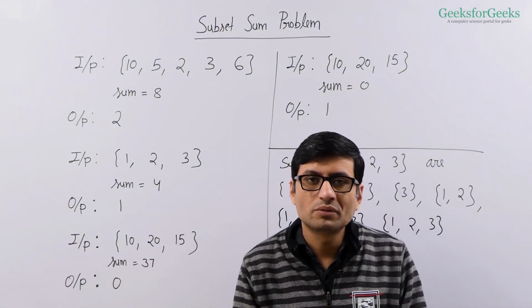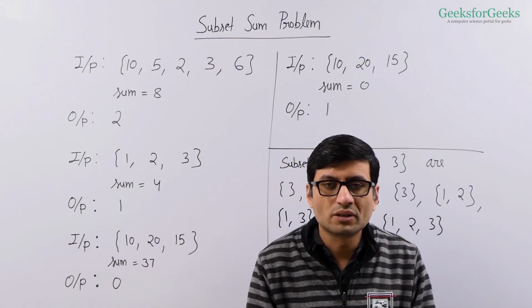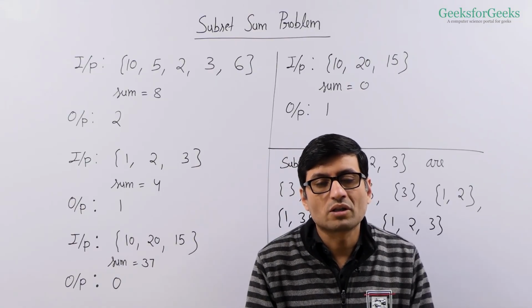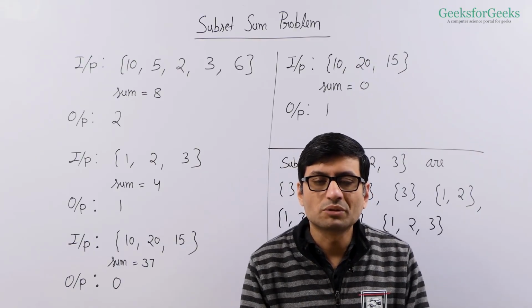Let us see this problem. We are given a set as an array and a sum. We need to find out the count of subsets of this array whose sum is equal to the given sum.